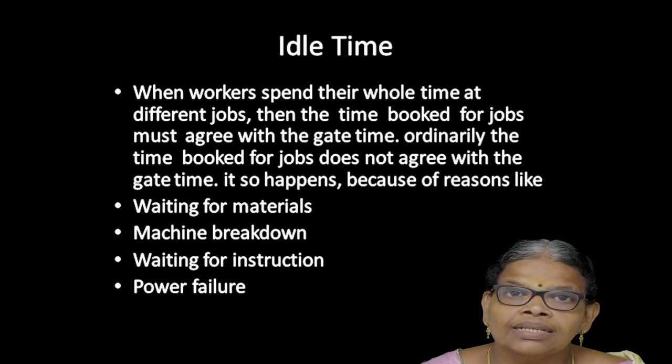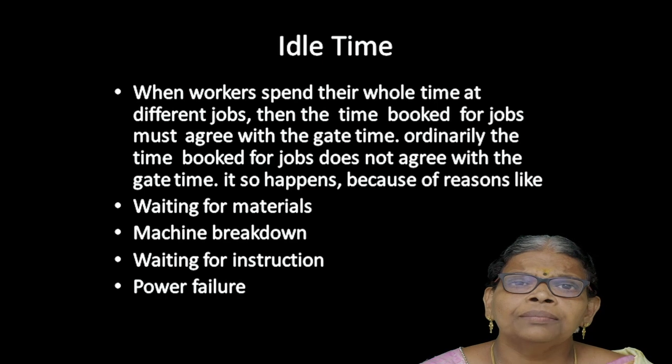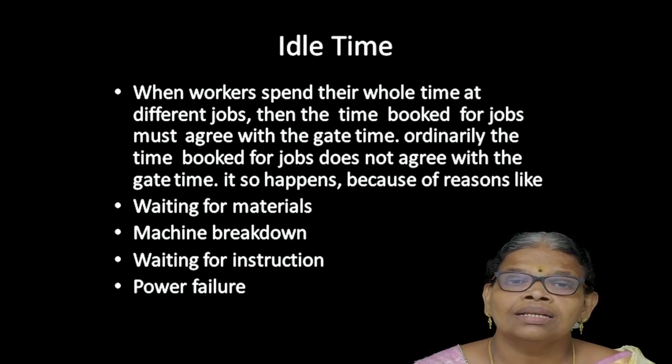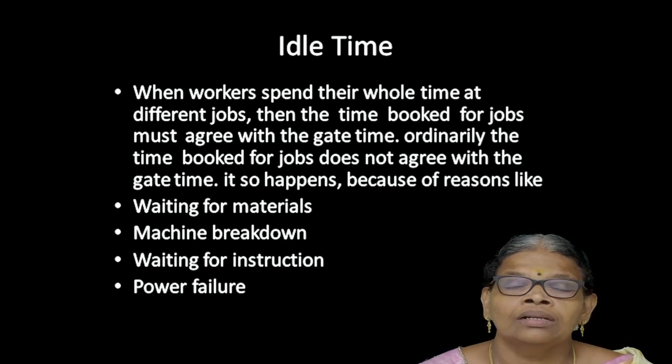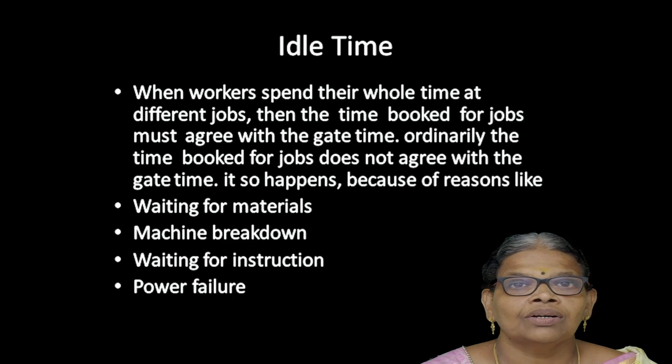And third one is waiting for instruction. All laborers come to the job, but the supervisor or boss does not give any instruction, on the previous day, about what job to do or what they are going to carry out. So due to lack of instructions from the superior, all the workers are waiting for instruction.